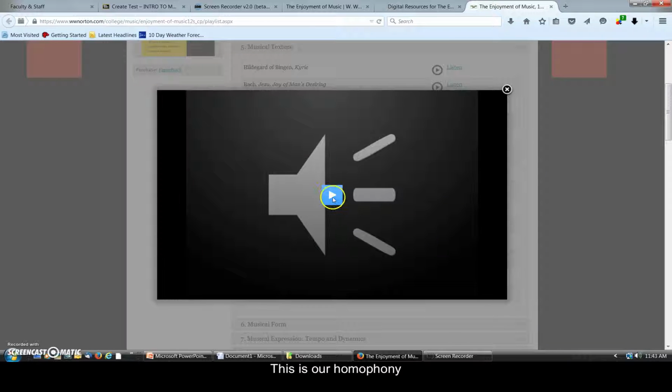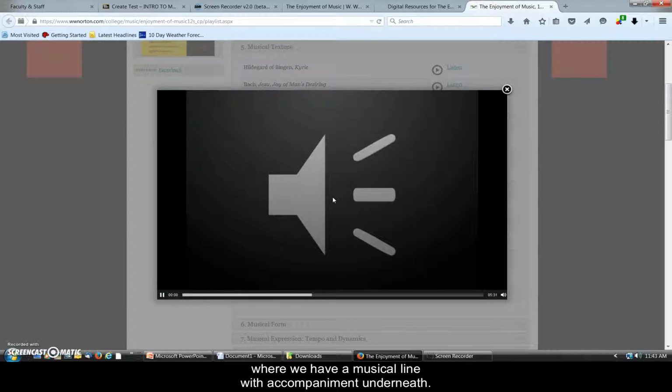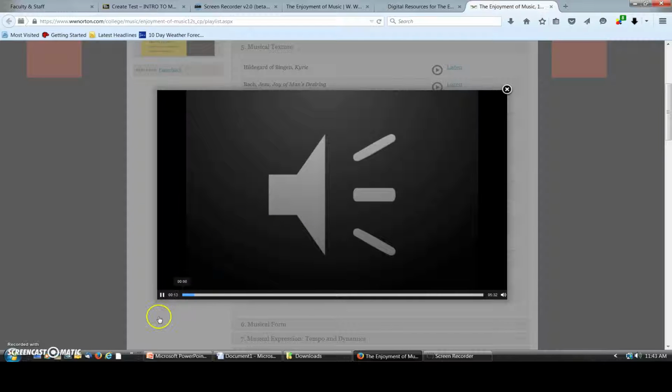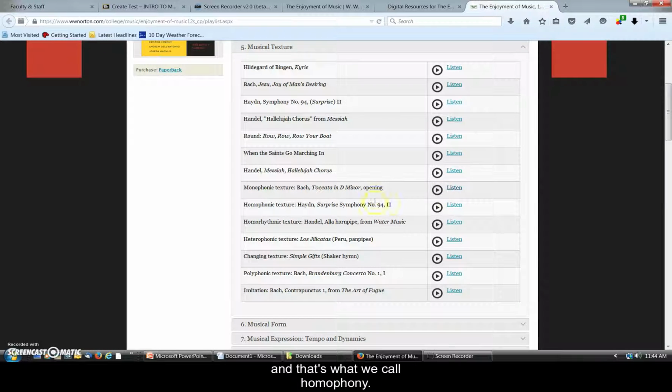This is our homophony, where we have a musical line with accompaniment underneath. So there we had actually the melody with a nice accompaniment underneath, and that's what we call homophony.